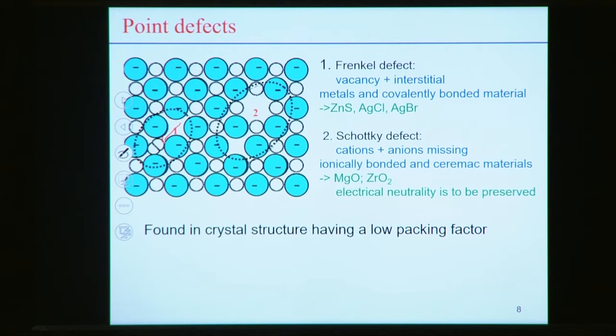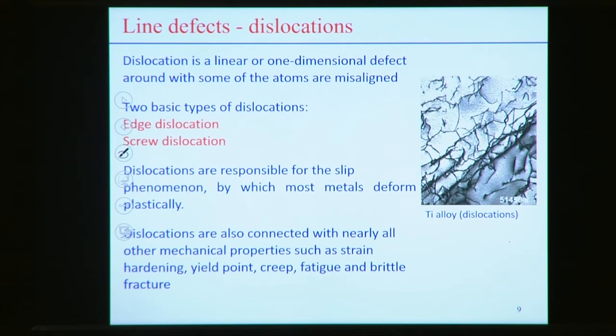the Frenkel defect. Similarly, the Schottky defect also, here the cations and anions are missing. In this case both the cation and anion are missing from a position, and that type of defect is called a Schottky defect. Specifically in ionically bonded materials, these types of defects are observed. Examples are magnesium oxide and zirconium ZrO2, but in this case of course it always tries to maintain electrical neutrality. This type of defect is actually found in crystal structures having a low packing factor. Now we shift to the line defects, or we can say the line defects as dislocations.